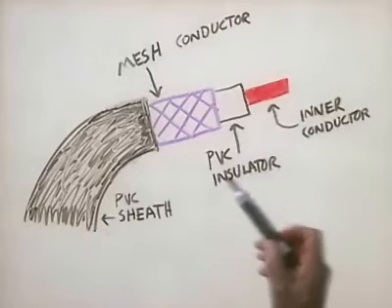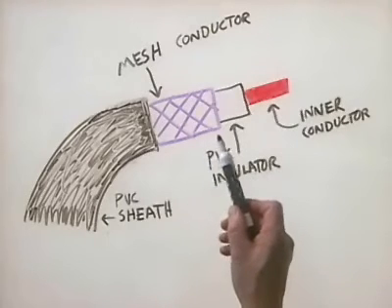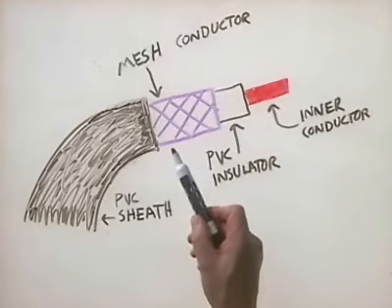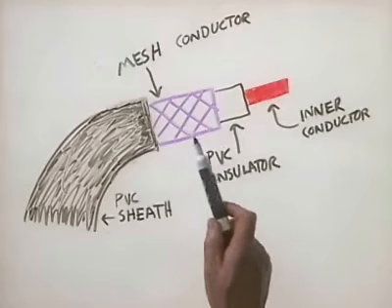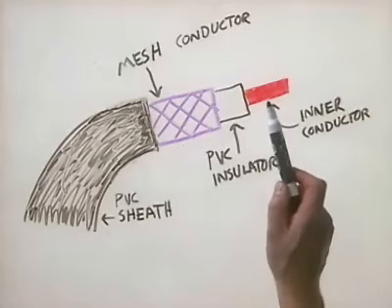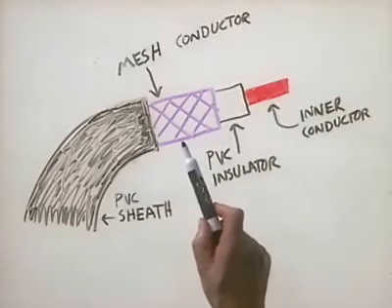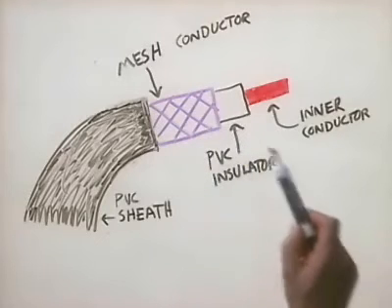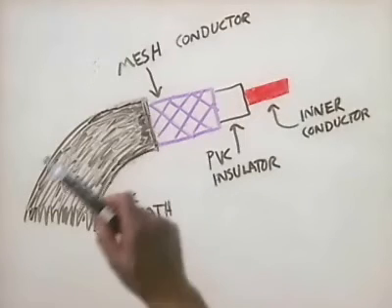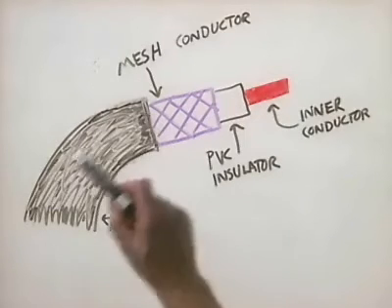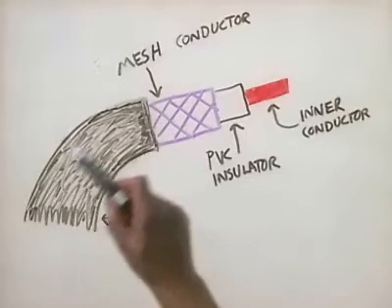Outside this PVC insulator is another secondary mesh conductor. It's usually made out of aluminum. Sometimes it's made out of copper that's been coated with tin as well. Now, this is a conductor just the same as this one. However, data doesn't usually flow on this conductor. It's just used for grounding. That's why we have this PVC insulator in between, because you don't want your ground touching your conductor. This whole assembly then is encased in a secondary PVC sheath.